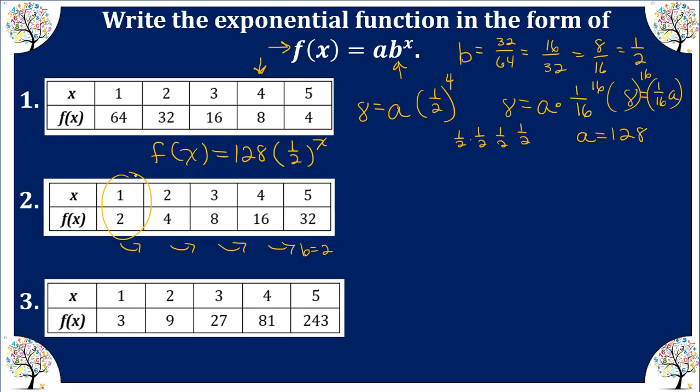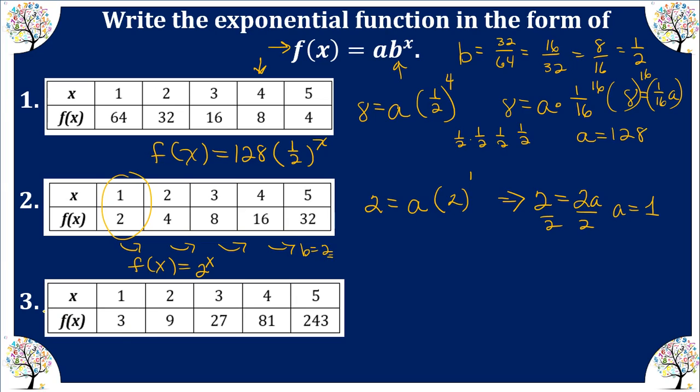So I'm just going to use this first ordered pair, and I'm going to plug in 2 for f of x equals, we don't know the A, my B value we just discovered was 2, and then my exponent is 1. Because this is your x value, this is your f of x value, and now we're going to get 2 equals 2 to the 1 is 2, and 2 times a is 2a. I'm going to divide both sides by 2, and my a value is 1. So we're going to put that all together. F of x equals 1 times 2 to the x.